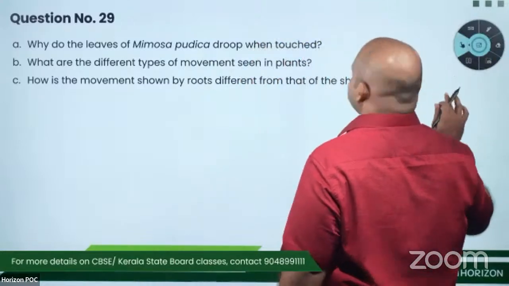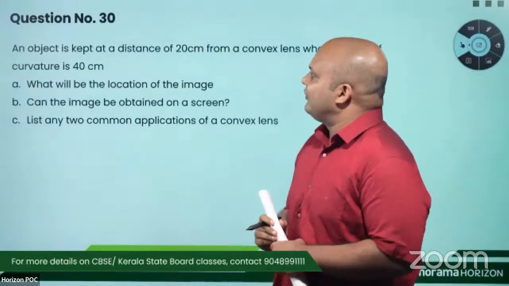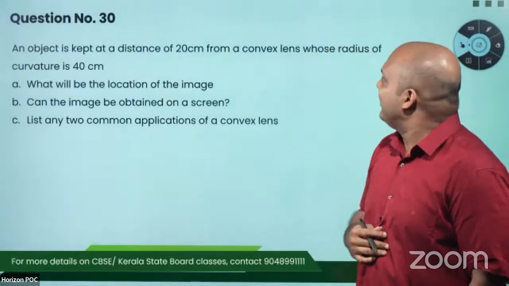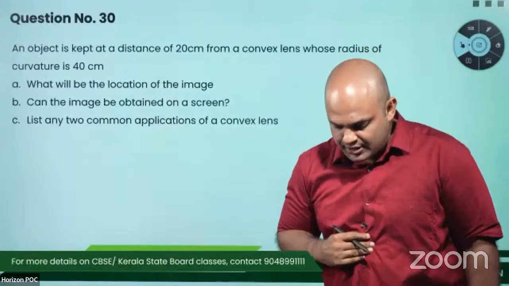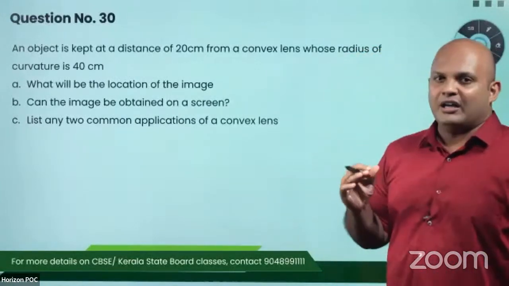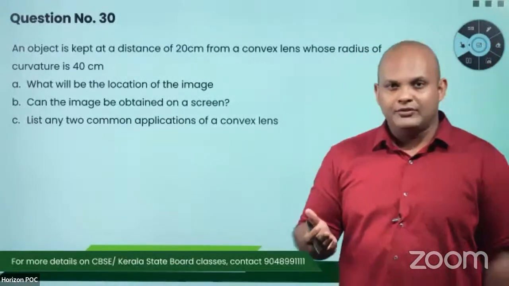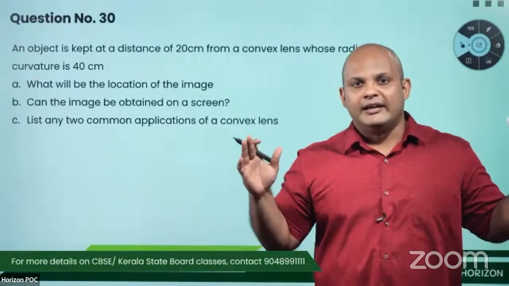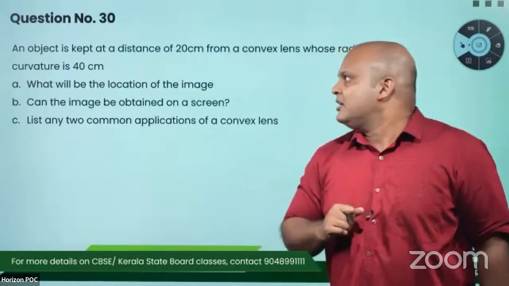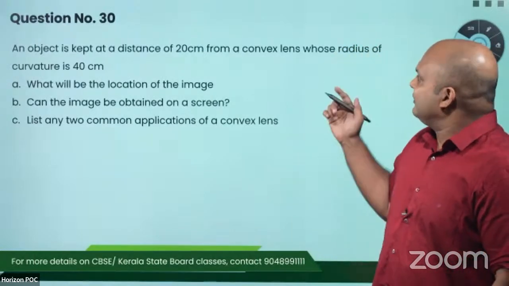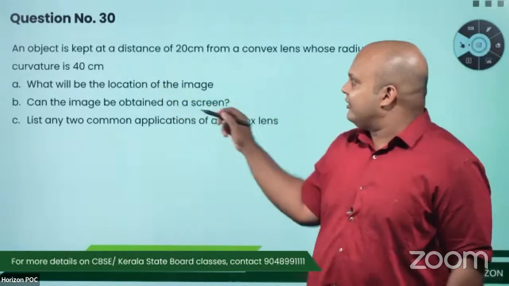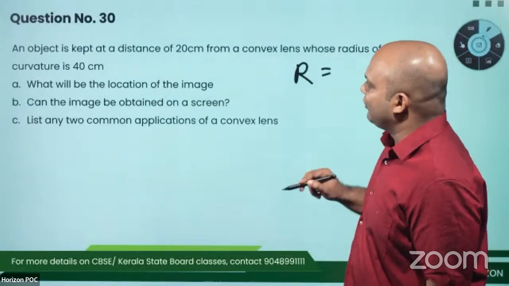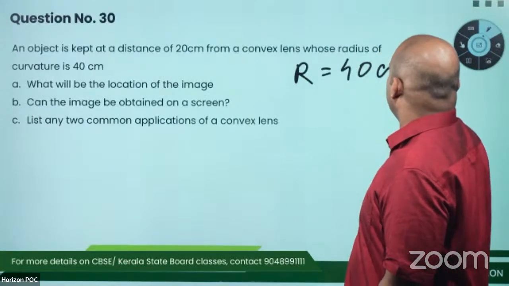Moving on. Now we have an object kept at a distance of 20 centimeters from a convex lens whose radius of curvature is 40 centimeters. So they have told us that we are dealing with a convex lens. Remember, a convex lens is convergent in nature, right? It is gathering light and focusing it onto a single point. And the radius of curvature of this lens, that is R, is equal to, according to the question, 40 centimeters.